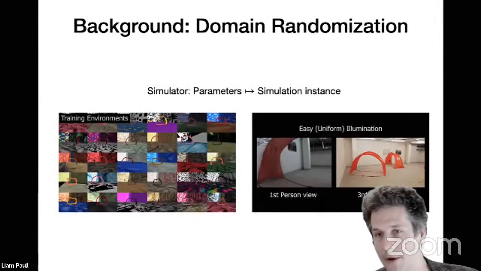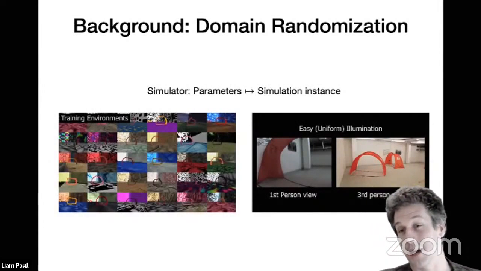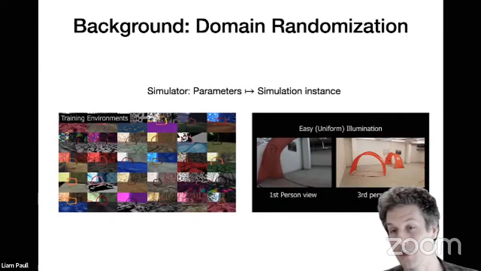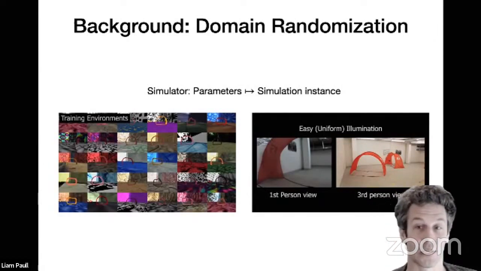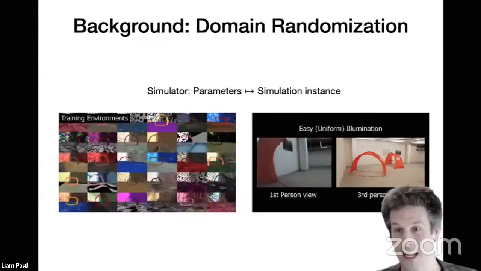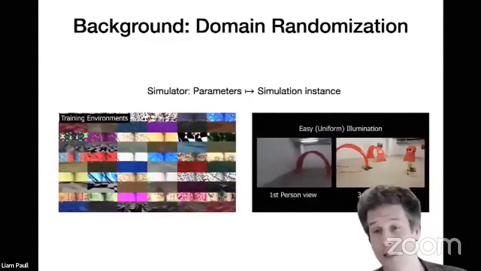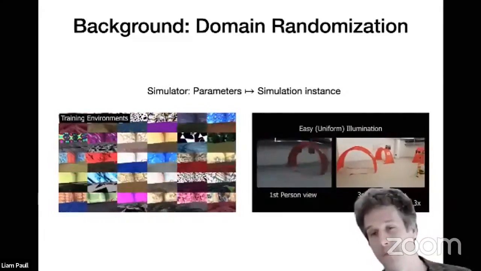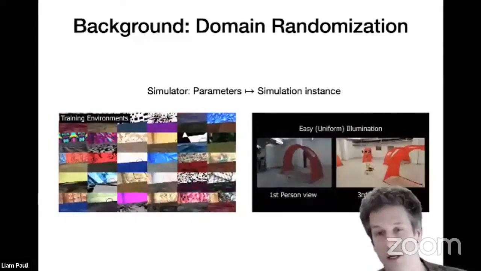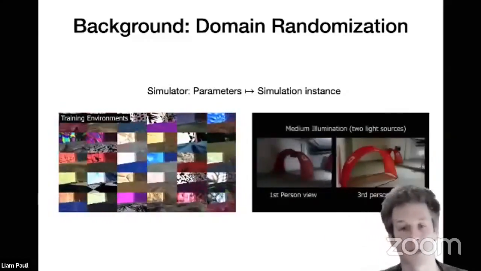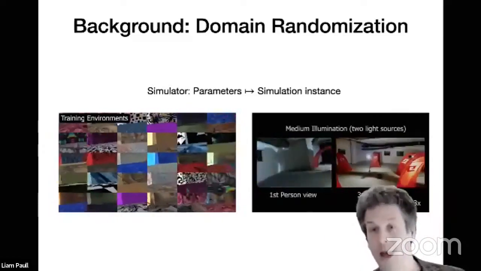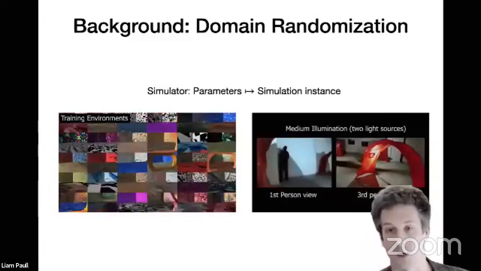A little bit of background. As I mentioned, what we're going to consider now is that the simulator is a mapping from some parameters to a simulation instance. And the idea behind this domain randomization is that for all the things that we don't care about, so on the left, all the background, color, the shape of these hoops, everything like that, we're just going to randomize over them because we assume that we don't know them.